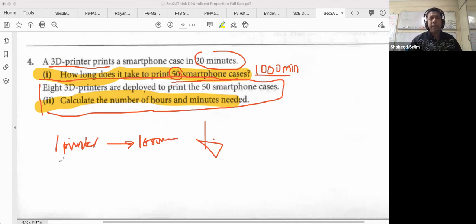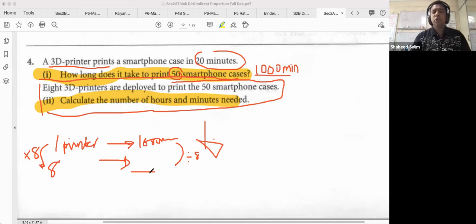Right? And then to 8 printers, you need to times, right? The amount of time will go up or go down. If it goes down, you got to do the opposite down here. This one is times by 8, down here, divide by 8. Why? Because you're having 8 printers, right? Then you find the answer, and then you change it to hours and minutes.